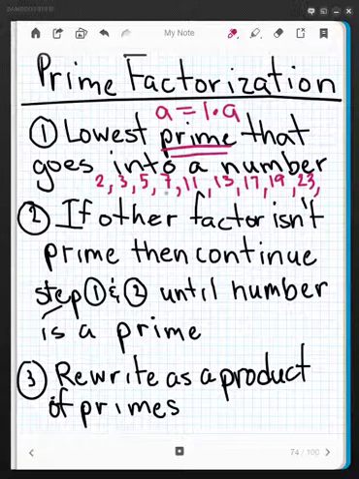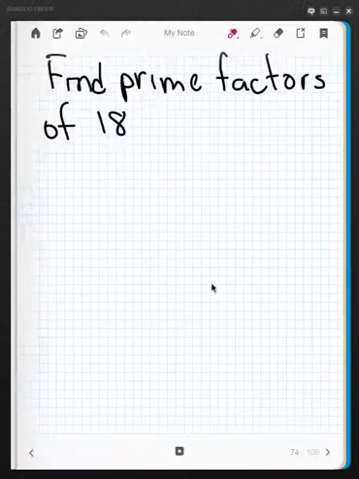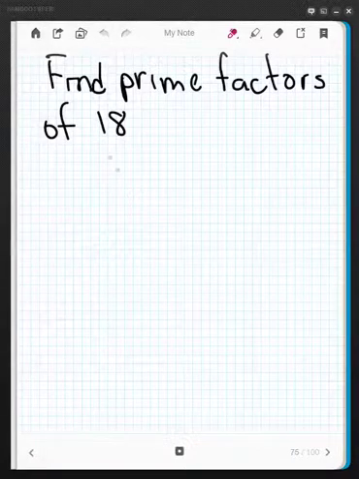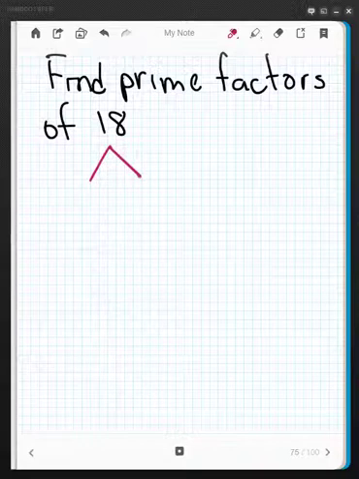Now, once we find the lowest prime number that goes into the number, we're going to find its other factor that isn't a prime, and we'll continue until we are down to just another prime number, and then we're going to write it as a product of primes. So let's actually go do that. Let's do the prime factors of 18. Now what I'm going to show you here is something that's called a factor tree. So I'm going to write branches out from 18, and I'm going to say, okay, the lowest prime that goes into 18 is 2.